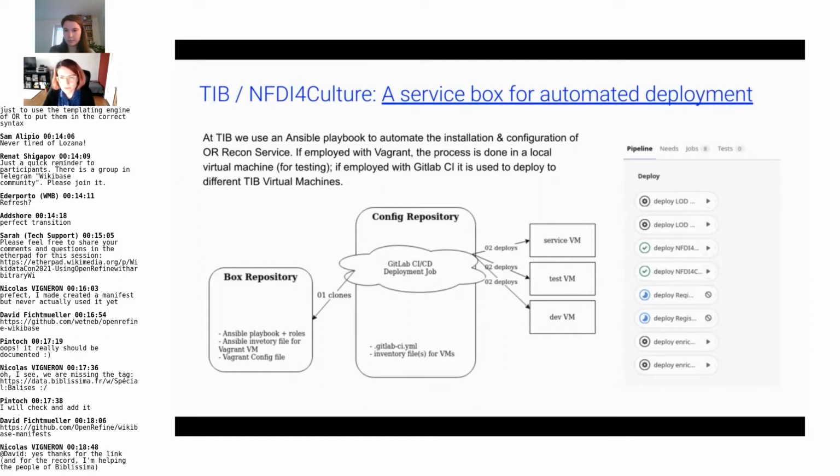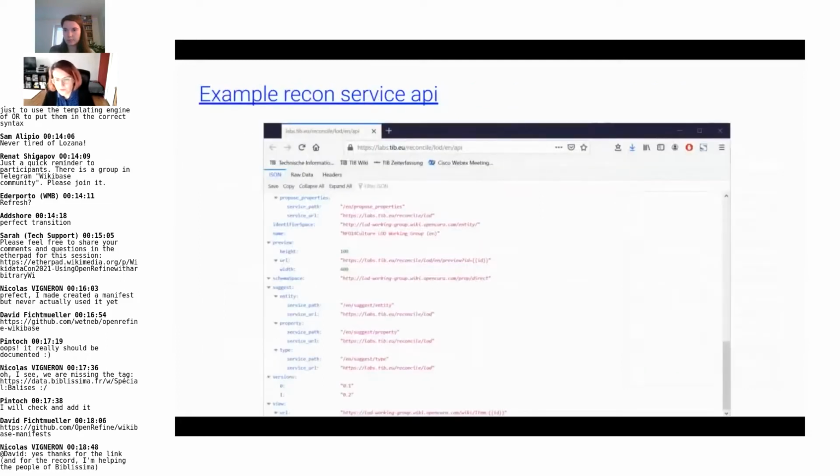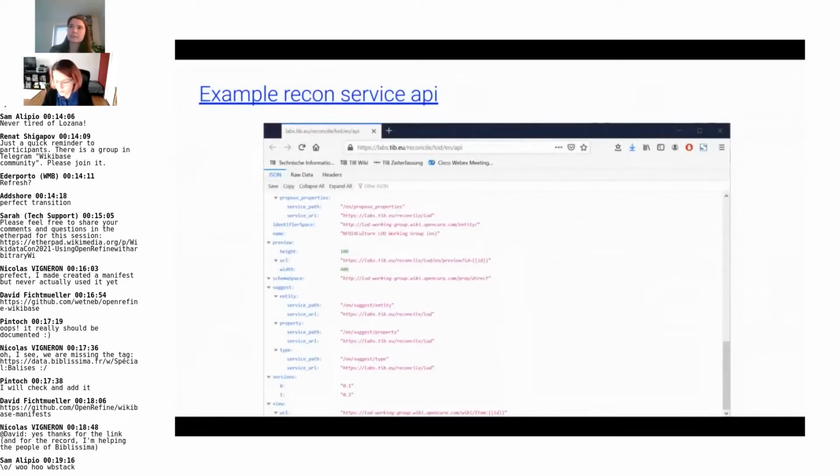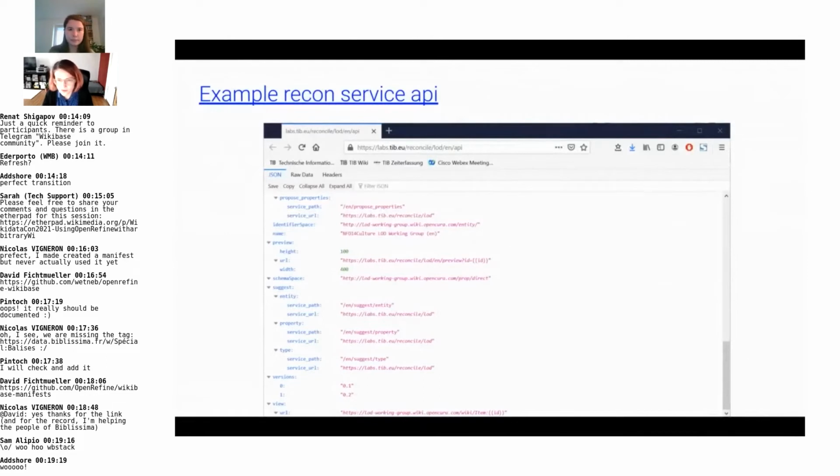This is an example reconciliation service API if you want to see that. The link should be in the slides. I wonder if there's anything worth highlighting. Maybe I'll keep going because it's more interesting to see the live demo actually. And we have an example manifest file.